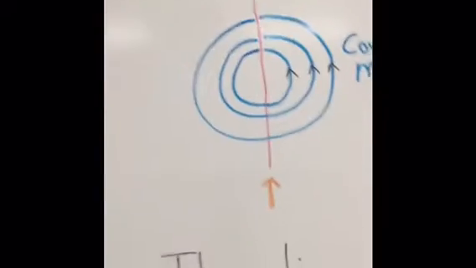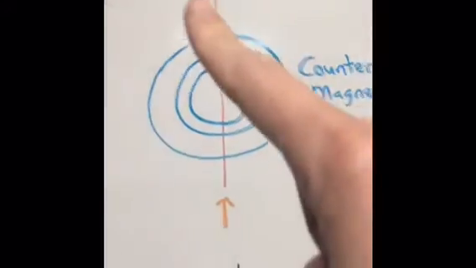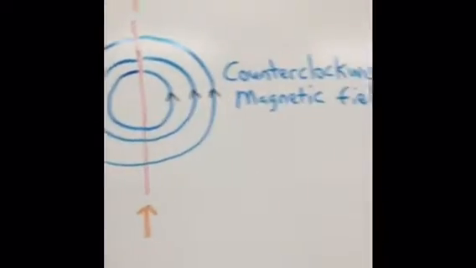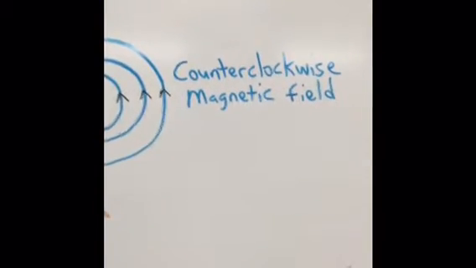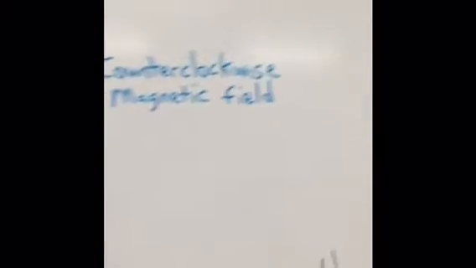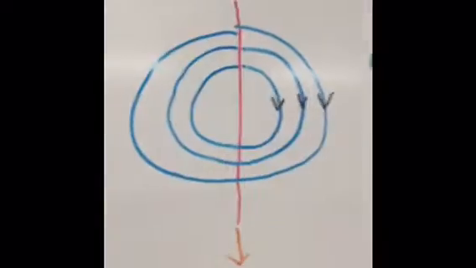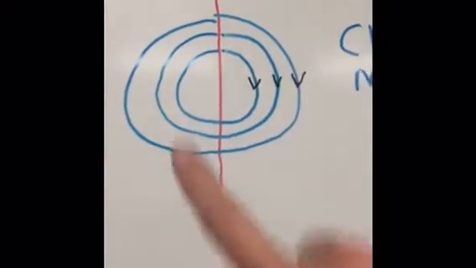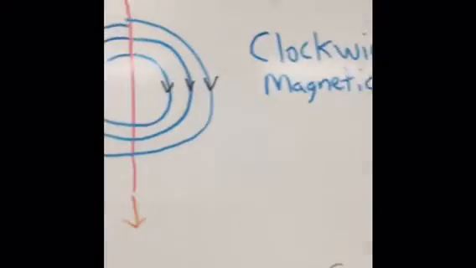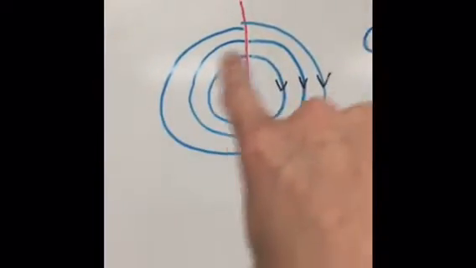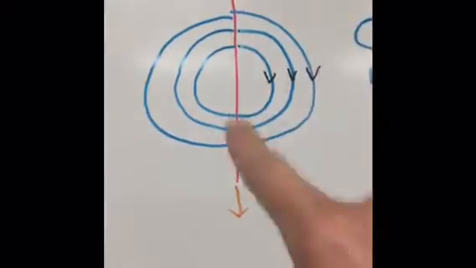If the current is running from the bottom of a wire to the top of a wire, then the magnetic field revolves in a counterclockwise manner. Whereas when the current runs down a wire, well, the magnetic field changes direction and it becomes clockwise. So this magnetic field is rotating in a clockwise direction.